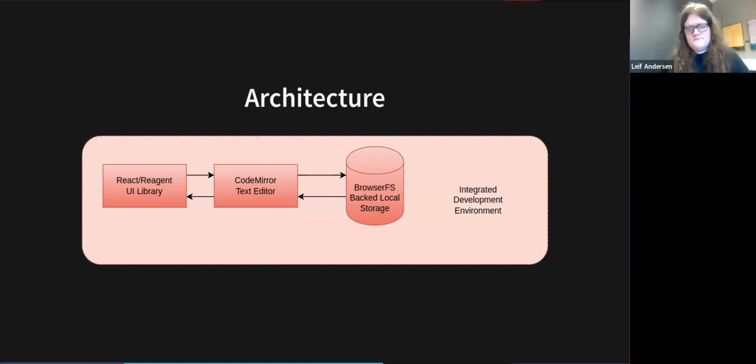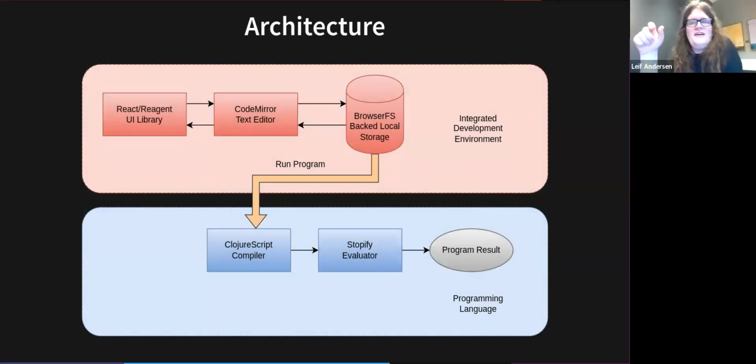And so using this IDE, we can take ClojureScript and run code in the file, or run the stored ClojureScript code. And what we're going to do is pass it to a piece of software. Well, first we're going to pass it to a ClojureScript compiler, which will compile it to JavaScript, and then pass that JavaScript to another piece of software called Stopify. Stopify serves two main purposes, okay?